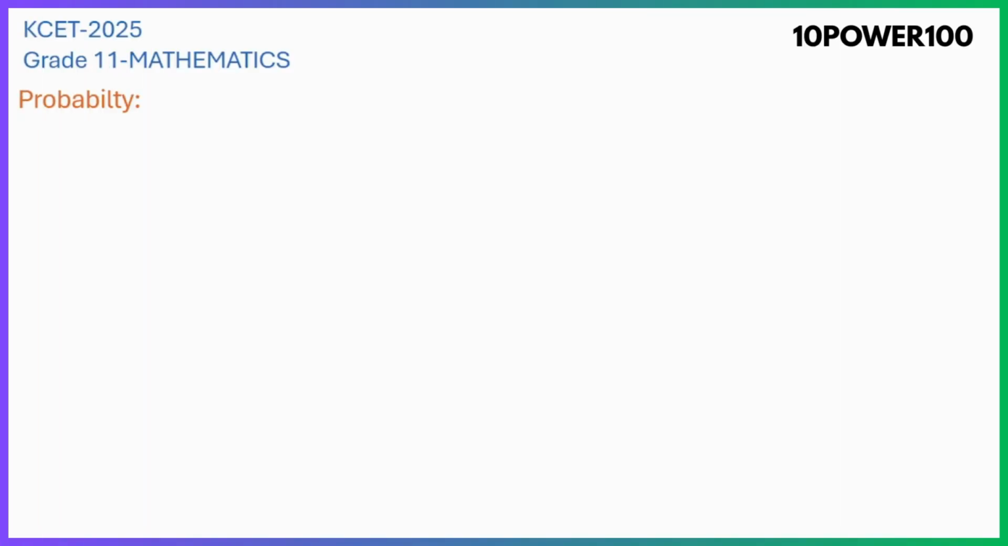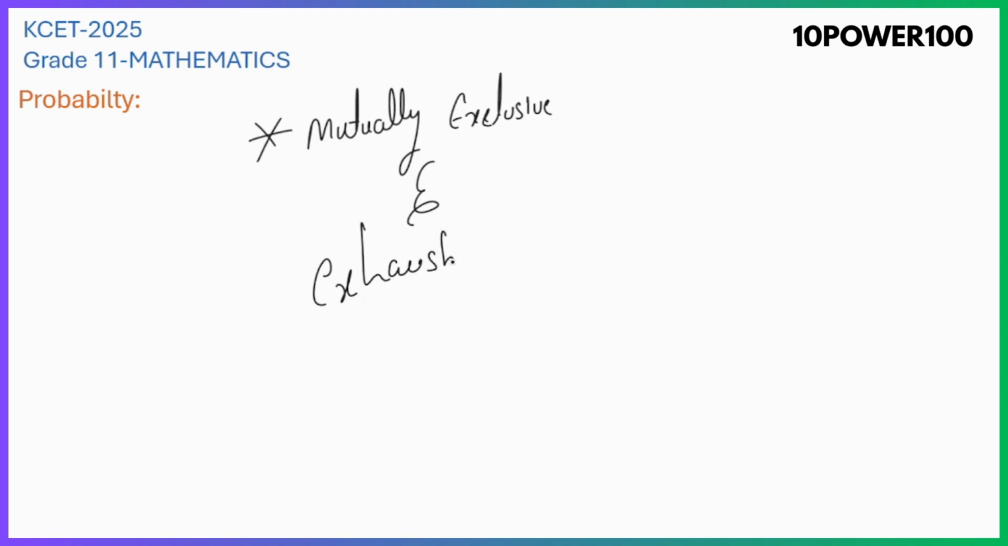Okay, finally we are in probability. In probability of grade 11, we have only two topics that are important. One is mutually exclusive and the other is exhaustive events. You should check out what these two conditions are. Apart from that, there's no important formula in this. Grade 12 probability is very important. There are so many things; it's actually a big content in grade 12.